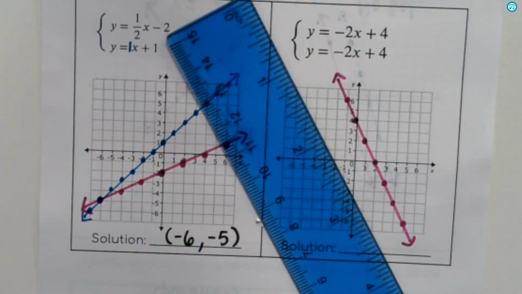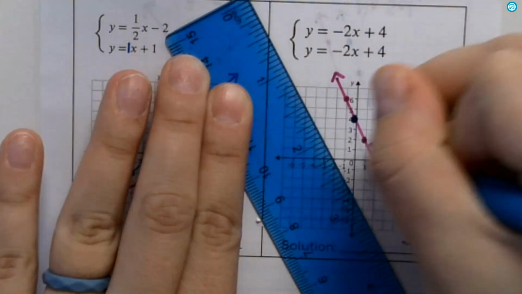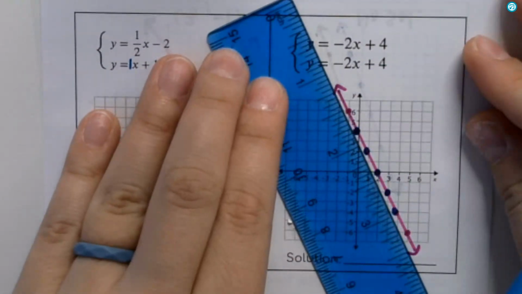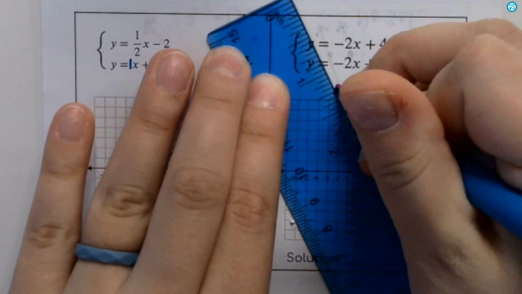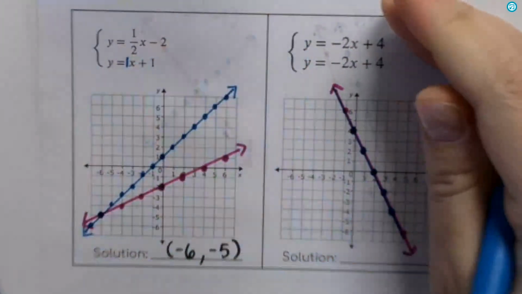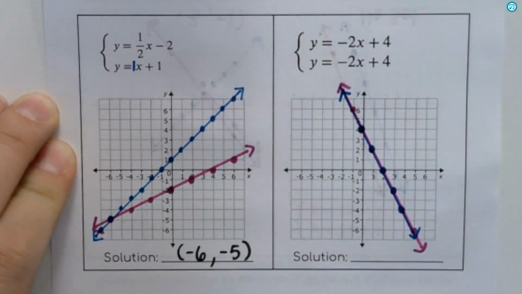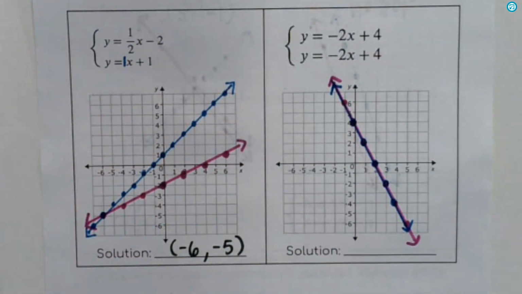If I were to graph the other one, I would do the exact same thing. Start at 4, slope of -2. I would connect it. I'm going to try to draw it on top of it. So you guys can see it's the exact same line. If you have the same line that gets graphed twice on top of itself, then that is going to be infinite solutions.